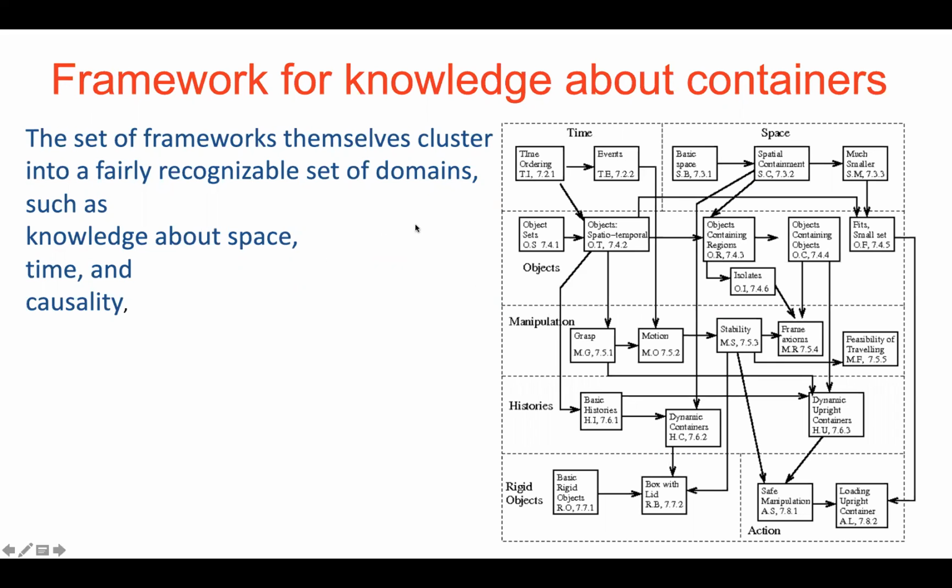Some of the knowledge is about space. All right, spatial containment, basic space, spatial containment, much smaller. This is about space knowledge here. And then about time ordering events. And then causality, it's about manipulation. When you grasp something, motion, stability, frame axioms. Okay, the histories here about rigid objects, so on. So you're saying that the knowledge that is needed can be clustered like this. It's a lot of knowledge.